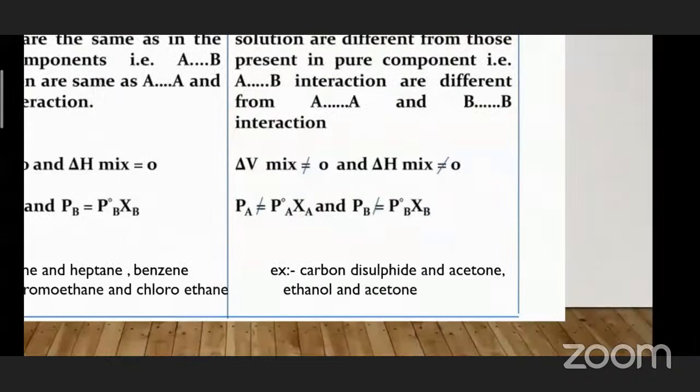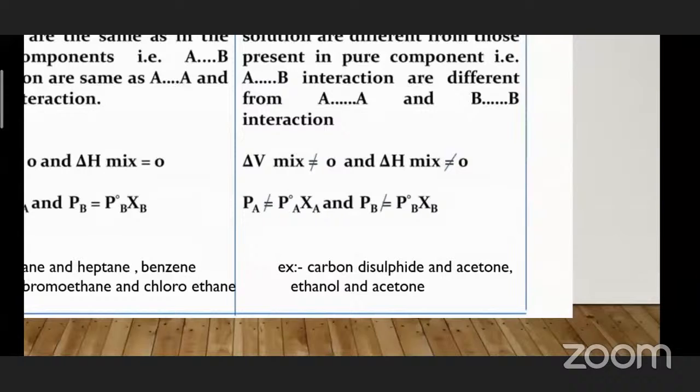So the examples of non-ideal behavior solutions are carbon disulfide and acetone. That means when we are mixing carbon disulfide and acetone, we are getting a non-ideal solution. Non-ideal solution means it does not obey Raoult's law. And another example is ethanol and acetone. When we mix these two substances, they form a non-ideal solution.